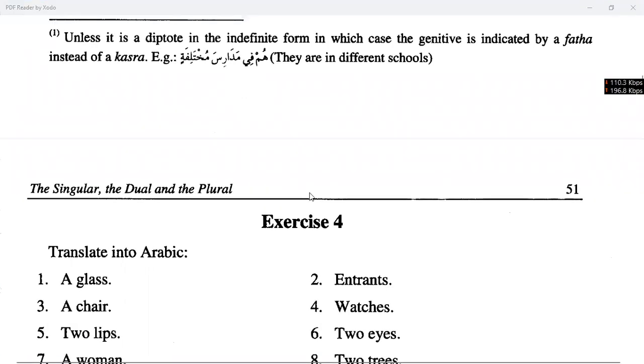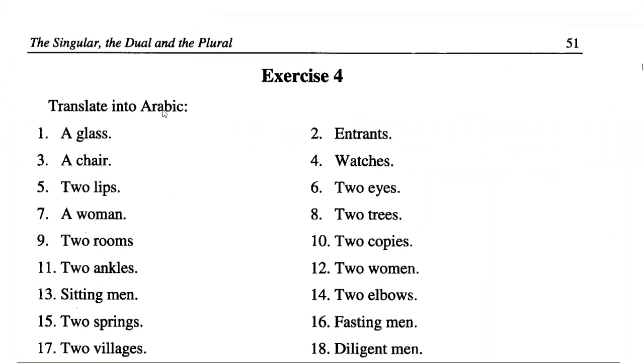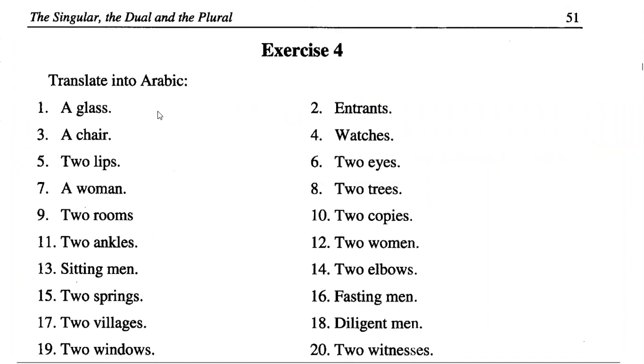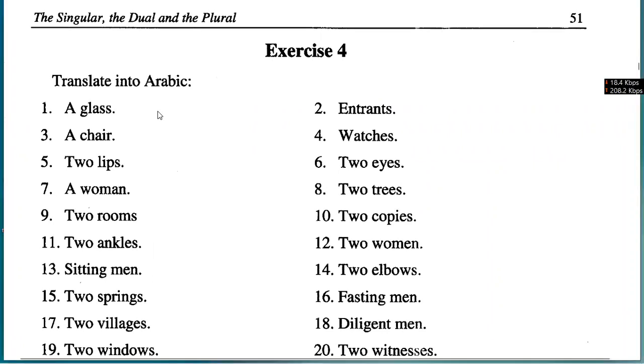Okay, so exercise number 4. Here it is asking you to translate into Arabic. In the dictionary, you will only find the meaning of the singular word. So you will type the singular word glass and write its meaning. But in case of dual, you need to make it yourself. So you will search the meaning of lip.